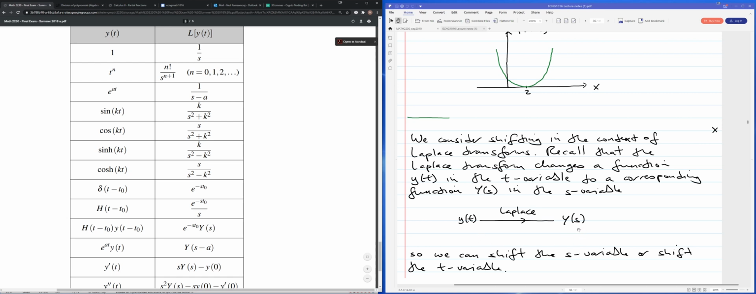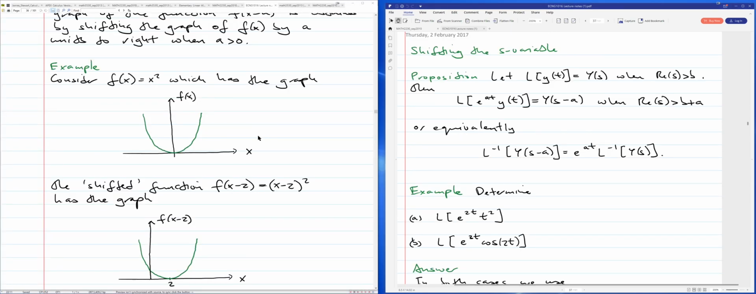Both cases give you different formulas, and those formulas are useful, particularly when you take an inverse Laplace transform. Actually, the main reason why we're doing the shifting formula is to get a couple more formulas that are useful when we take an inverse Laplace transform. So as I said, you could either shift the s variable or shift the t variable, and the first case that we will look at is when we shift the s variable.